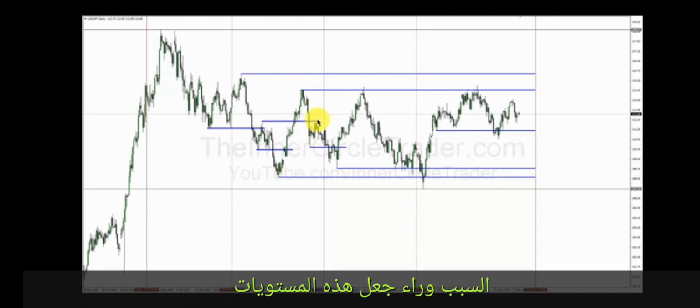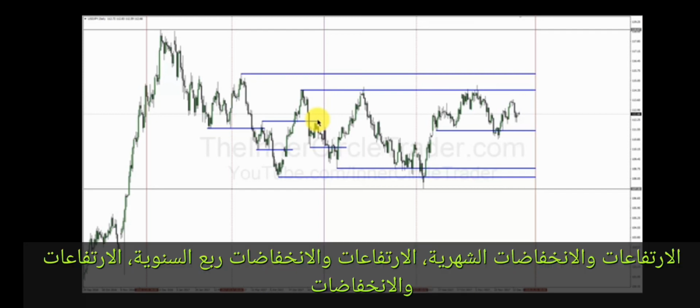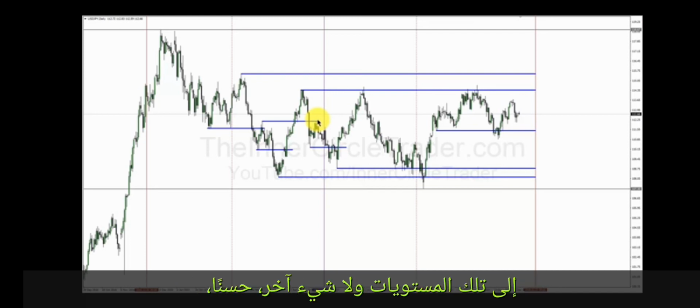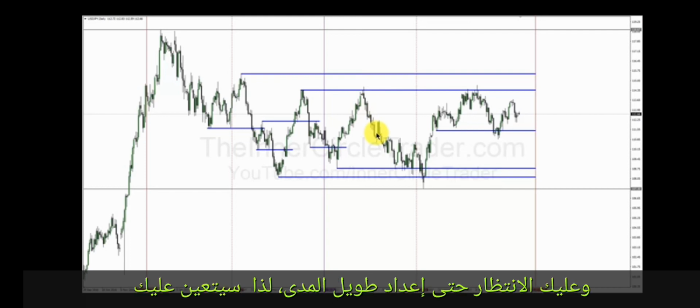This is the reason why it makes these levels key, by having defined ranges that are generic. They're not dynamic. They're not ambiguous. They are specific. Okay, previous week's highs and lows, monthly highs and lows, quarterly highs and lows, yearly highs and lows. And by focusing only on those and trading when it gets to those levels and nothing else, okay, we're not trading in here, because on a daily time frame you're stuck. You have to wait for longer term setups.